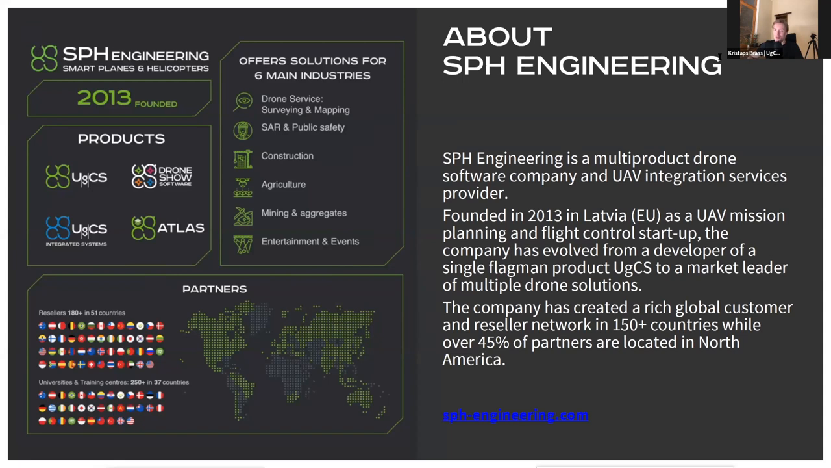The main one that we're going to be talking about today, of course, is UgCS, flight planning software for drones. Then we also have our UgCS integrated systems. With this, we have various sensors that you can use with drones, such as GPRs, magnetometers, and so on. And we also have a true terrain following feature there. We also have drone show software. If you are interested in making your own drone show company, then this is what you might want to look into. As the fourth product, we have Atlas. Atlas is a product based on machine learning that allows you to process different kinds of data sets, so you can process aerial images taken by UAVs.